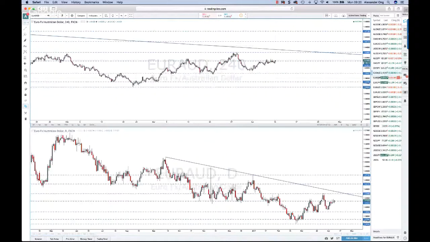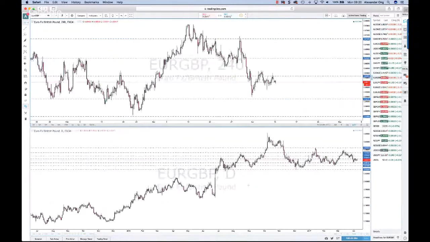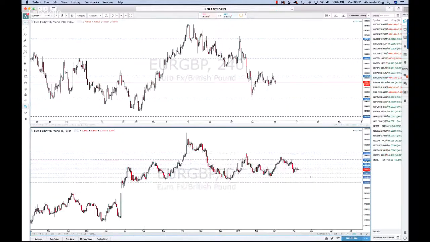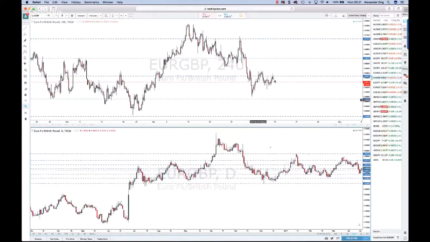Euro pound. This one's a bit of a toughie. We thought at the beginning of the year we would break beneath this and we would start to go lower, but it's been actually very, very resilient since then. So from that perspective, with the euro pound, I think you can play both the upside and the downside here in terms of price action.